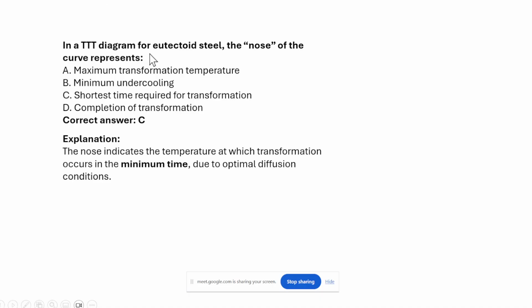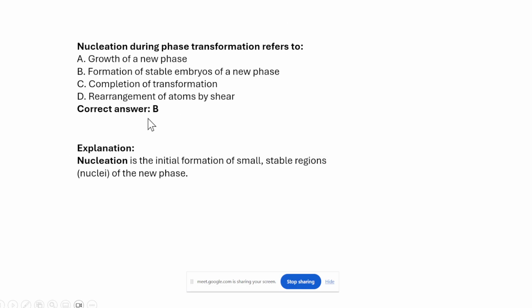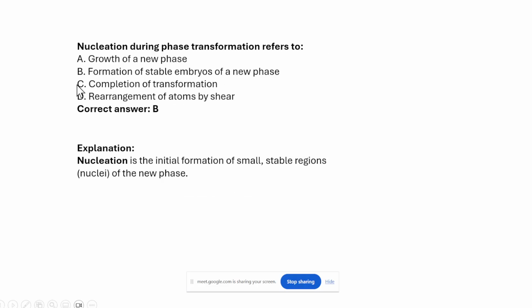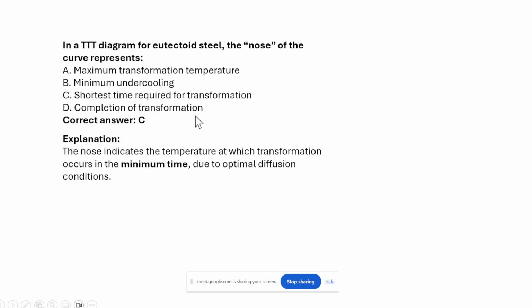Next, in the TTT diagram of eutectoid steel, the nose of the curve represents: maximum transformation temperature, minimum undercooling, shortest time required for the transformation, or completion of the transformation. I think it is a repeated question. We have already seen it previously here somewhere. Yeah, here. Similarly, minimum time required for the transformation. It is just a paraphrased question. The answer is shortest time required for the transformation.